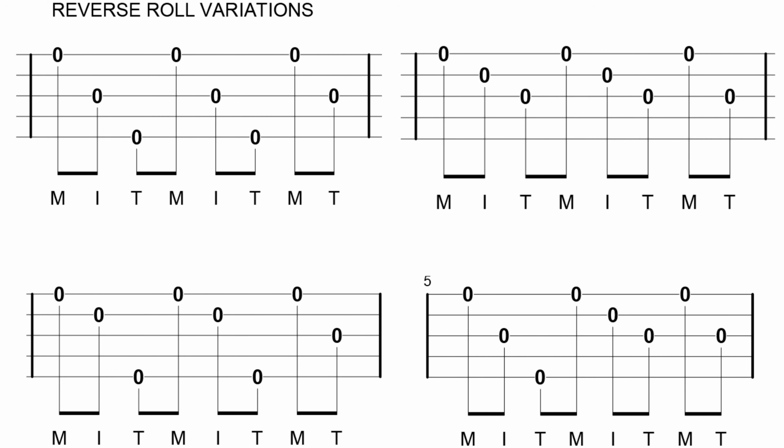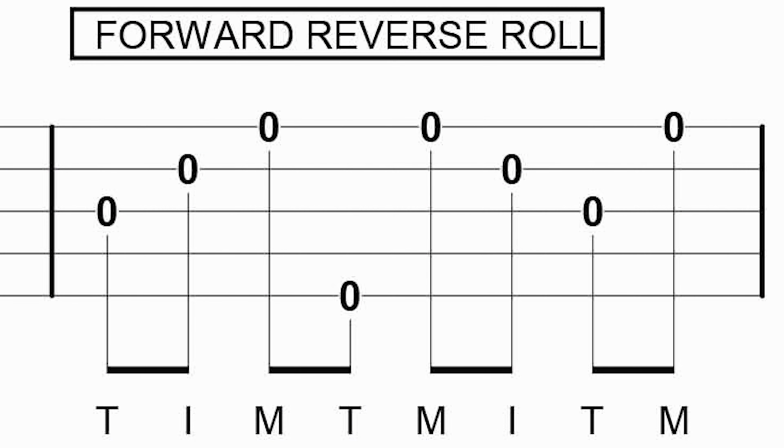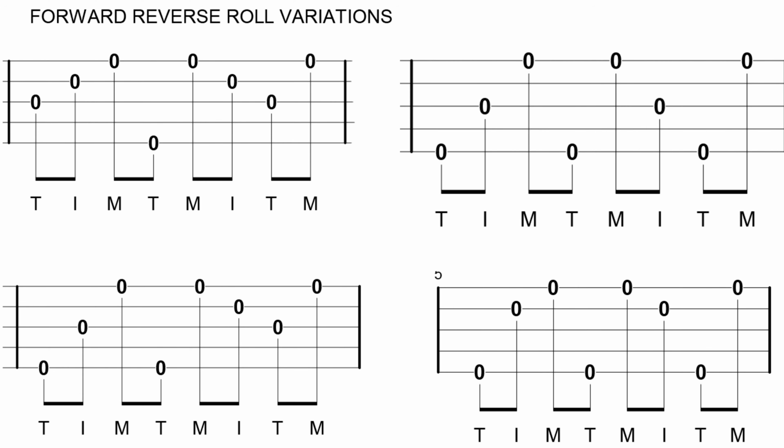Once you get those 2 rolls down, now it's time to tackle the forward reverse roll. I feel like the forward reverse roll is the most versatile of all the rolls. It's just fun to play. The forward reverse roll does just what it's called. You start with the forward roll and end with the reverse roll. The right hand pattern will be T-I-M, T-M-I, T-M. And also, just like the other rolls, this roll itself has several variations to play around with.